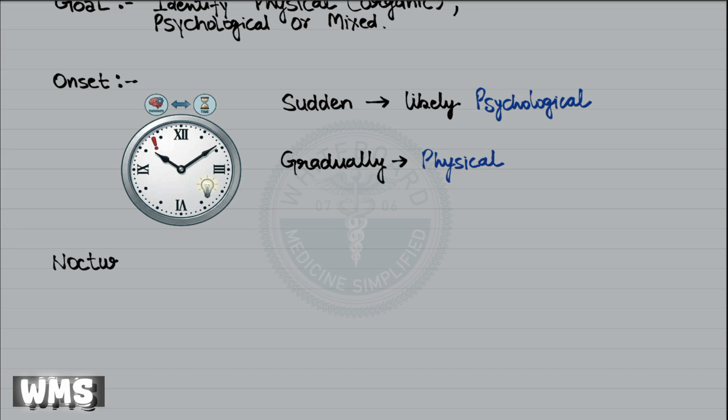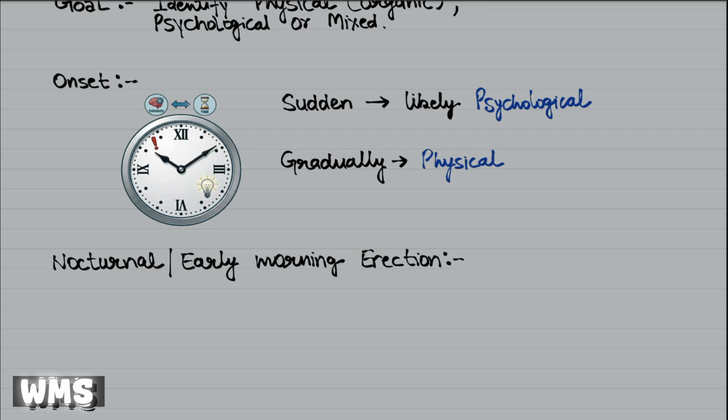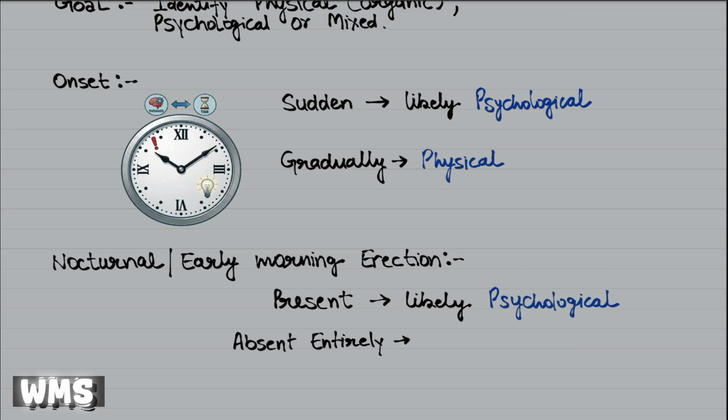Importantly, ask about nocturnal or early morning erections. If a patient wakes up with a firm erection but cannot achieve one during sex, in this case the machinery is working fine. The issue is likely psychological. If they have lost morning erections entirely, it points towards a physical cause like blood flow or nerve damage.